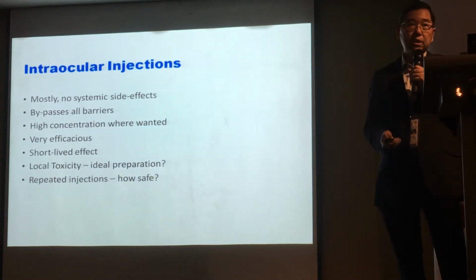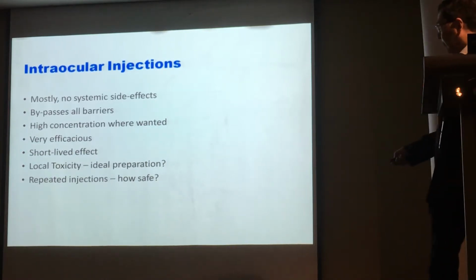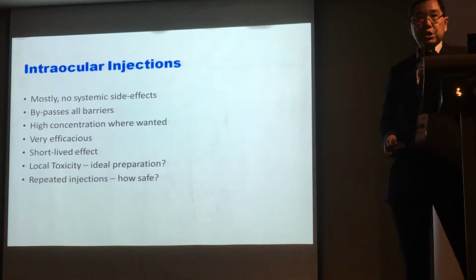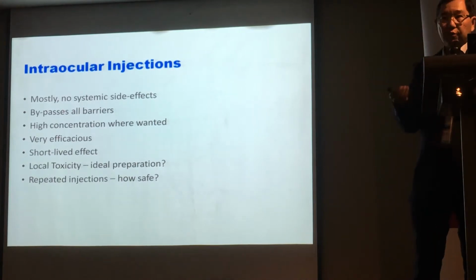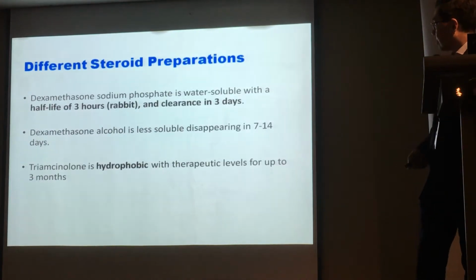Even then, triamcinolone doesn't last more than 6 months. By 3 months, 4 months, the effect of intravitreal triamcinolone wanes, and you still need repeated injections. Is that safe? Every time you give, of course, there are potential complications.